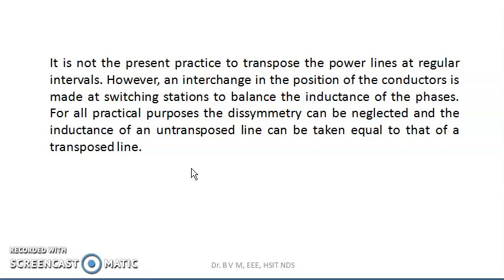So in this video lecture we have seen how to calculate the inductance of a three-phase unsymmetrically spaced transmission line.